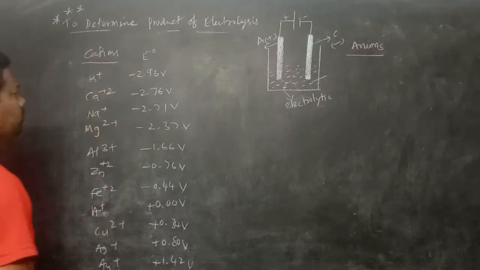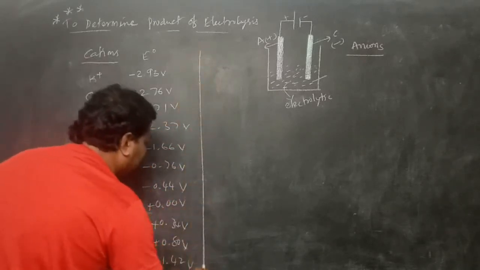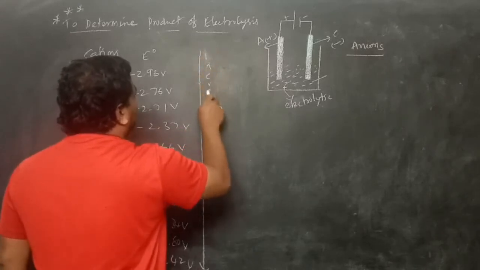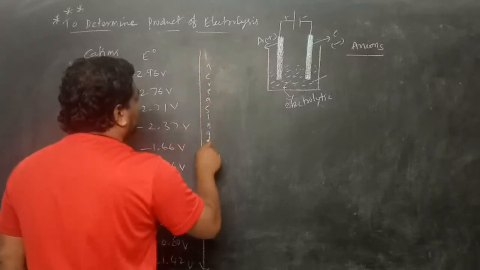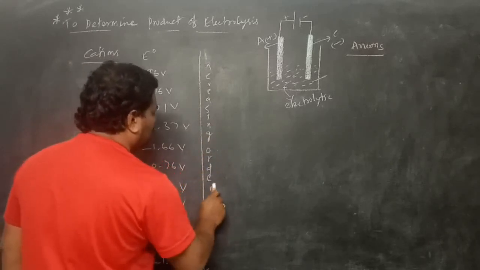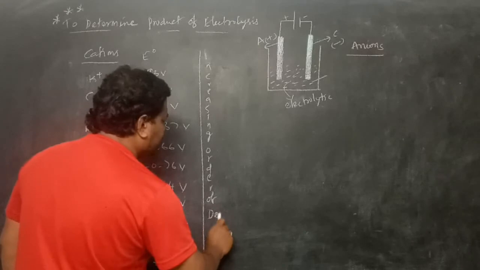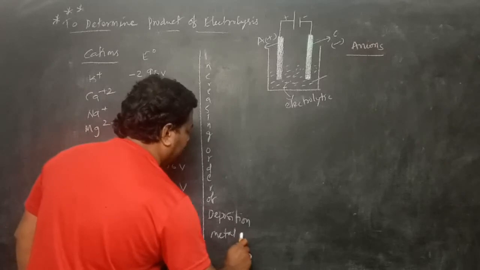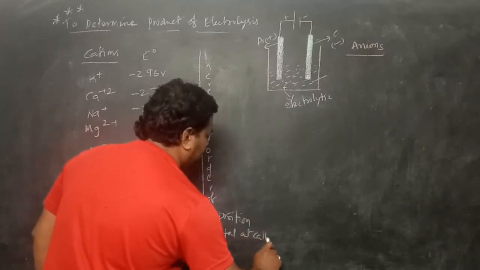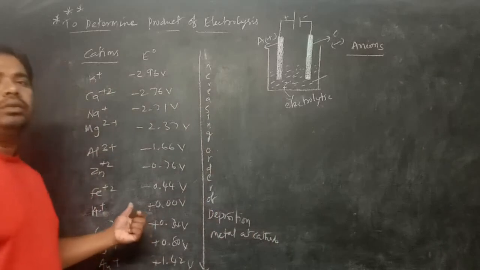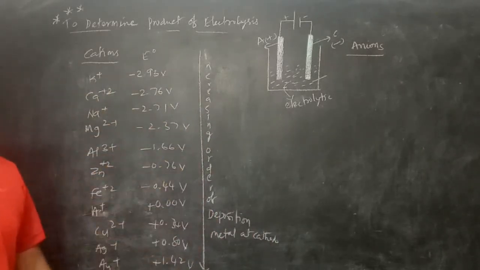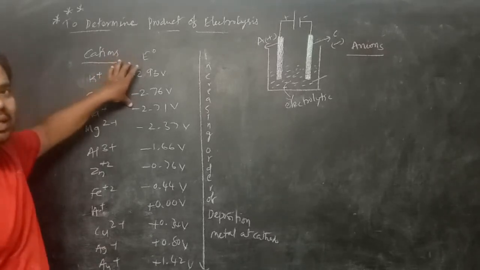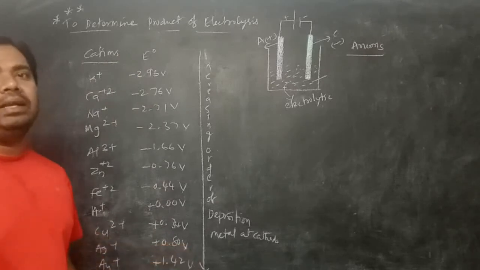So here is the increasing order of deposition of metals at the cathode. These metals will be deposited at the cathode. Here the standard reduction potential values increase from top to bottom, so the ease of deposition of the metal increases.